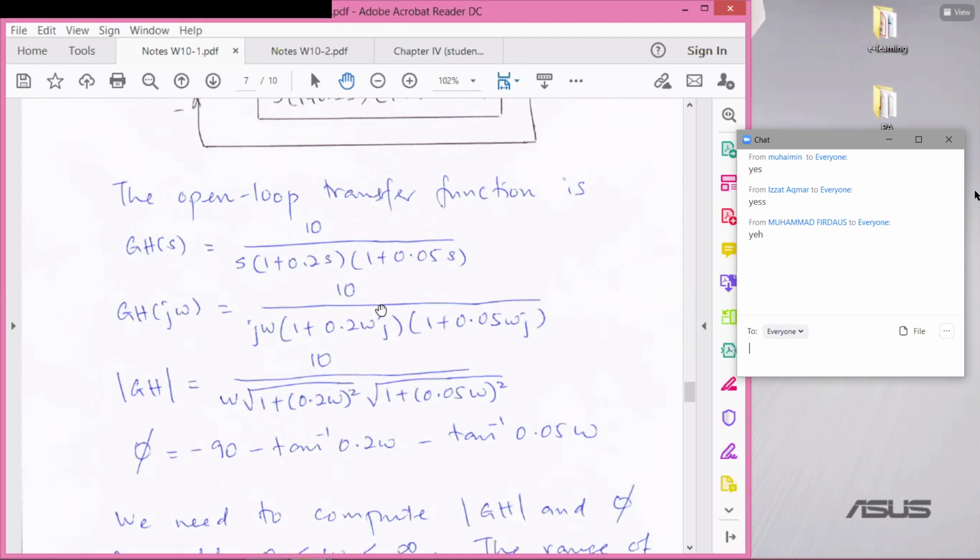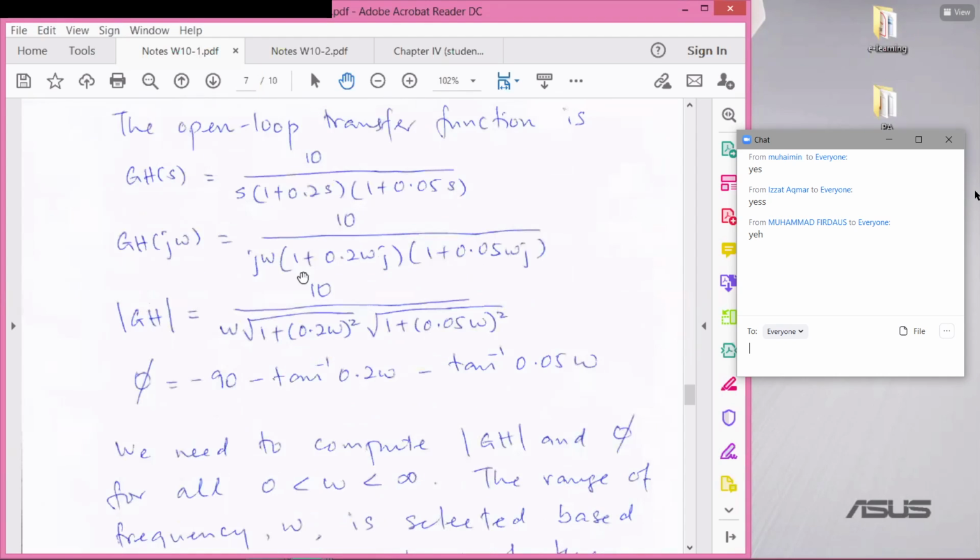So you now have four factors: 10, 1 over j omega, 1 over 1 plus 0.2 omega j, and 1 plus 0.05 omega j. Now this is in the form of a complex number, so you're going to have a magnitude as well as a phase angle. You compute the magnitude for all frequencies from 0 to infinity, and the phase angle from 0 to infinity.